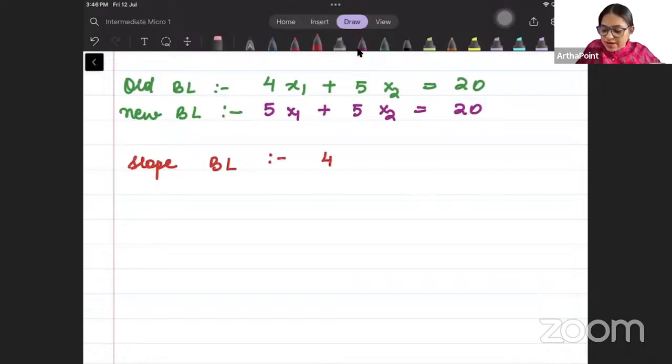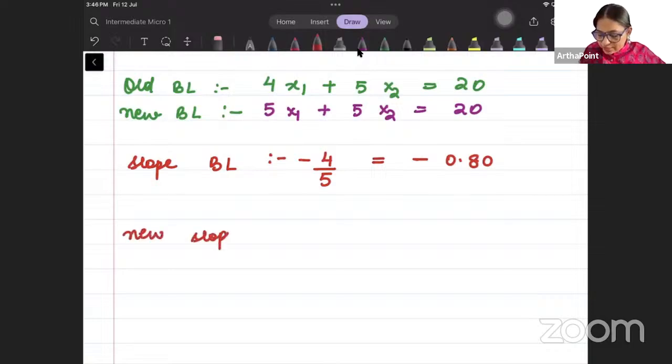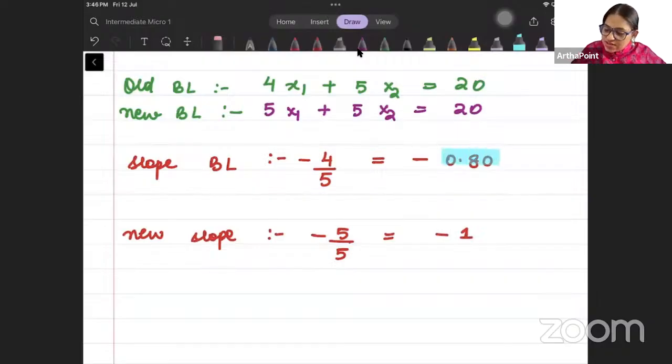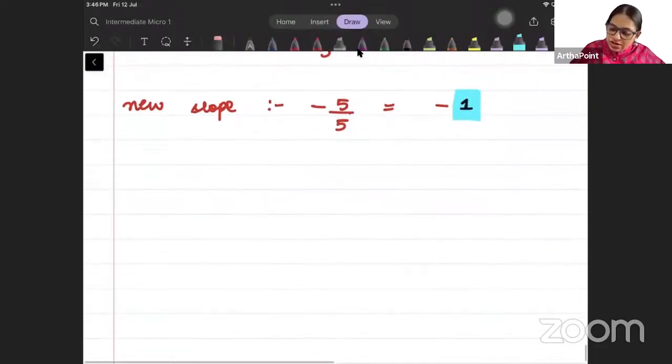Earlier it was P1 by P2. That means minus 0.80. Right? What is the new slope, beta? P1 by P2. That means minus 1. So if I look in absolute sense, this is 0.80 and this is 1. Slope has increased. Budget line will become steeper. Okay, beta. Now let's plot the new and old budget line.